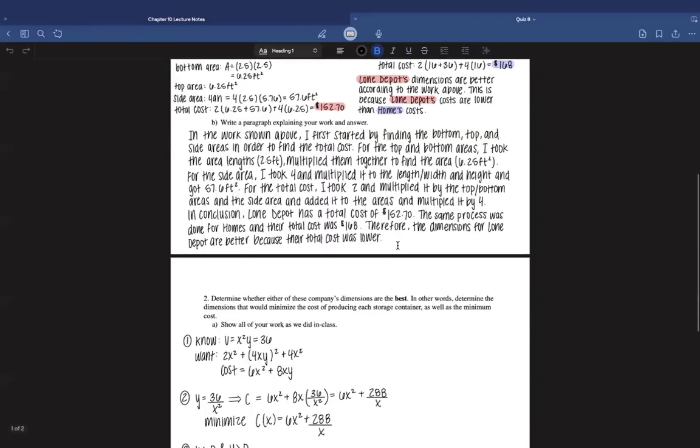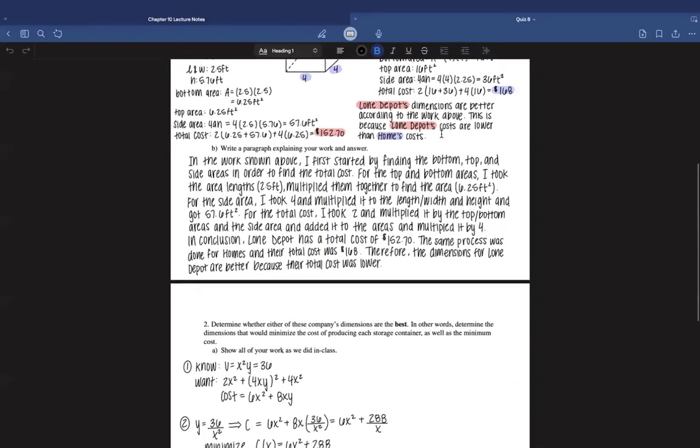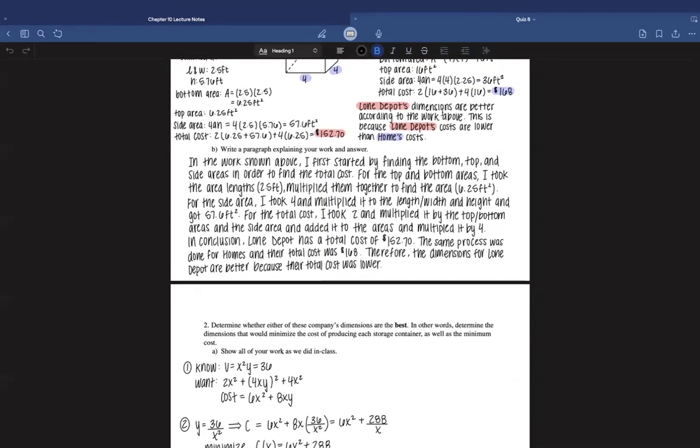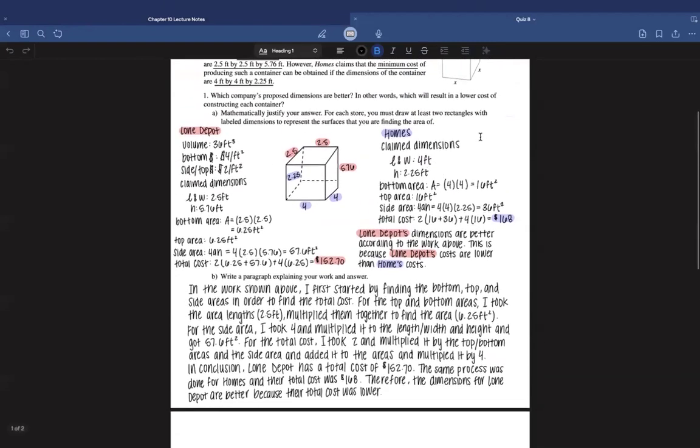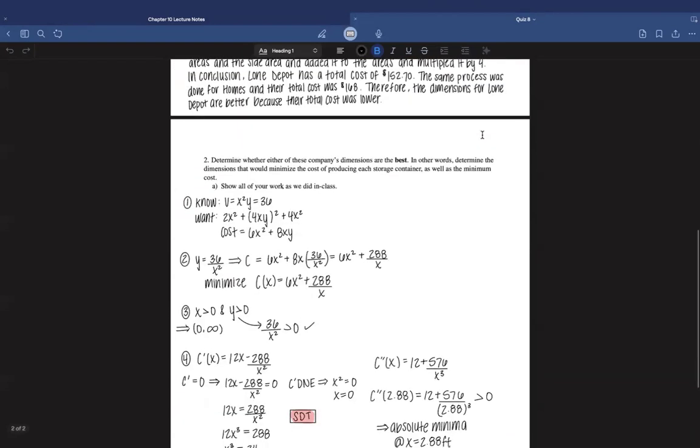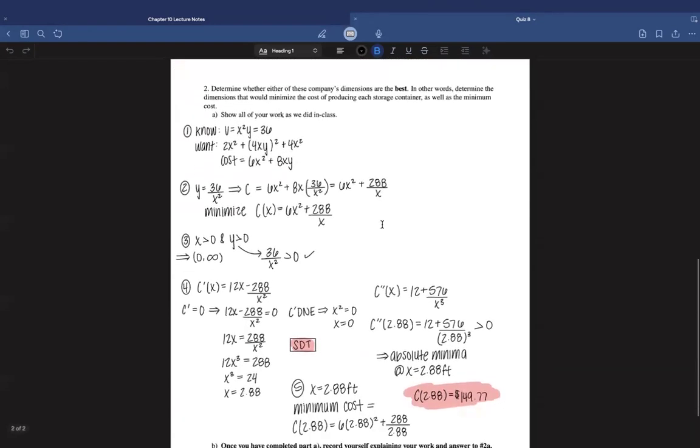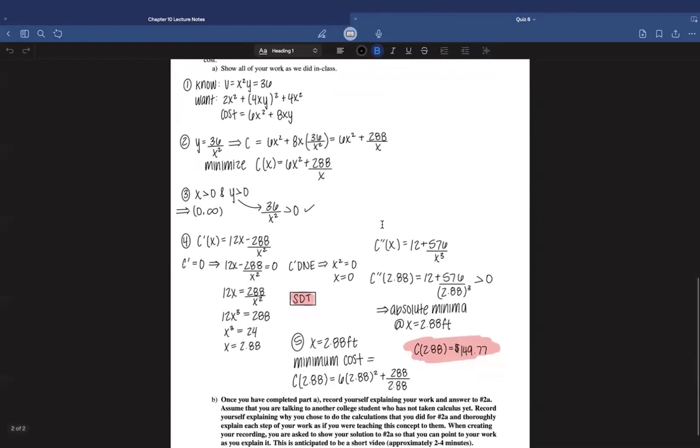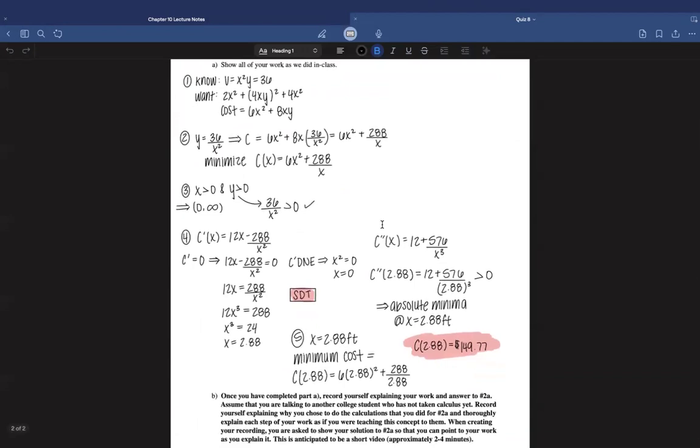So according to the work above, we know that Loan Depot's dimensions are better according to the work that I showed here because Loan Depot's costs are lower than Home's. So it's asking us to prove that here. So in the first step of my work, I put what was known and what we wanted.